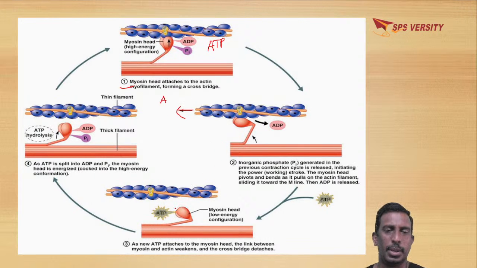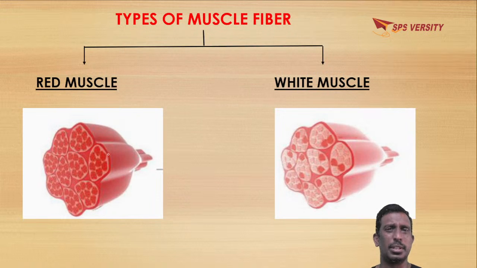After this, the myosin head loses contact, that is, it gets detached from the actin filament. As it gets detached, in the final fourth step, the actin filament comes back to its normal state. In the second step it is pulled towards the A band, and again it comes back. So these are the 4 steps in the sliding filament theory.